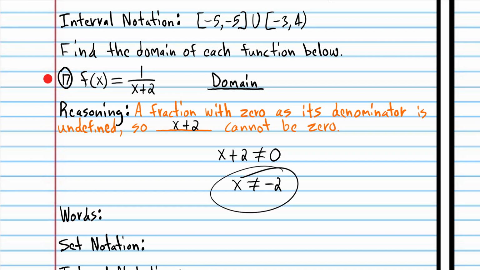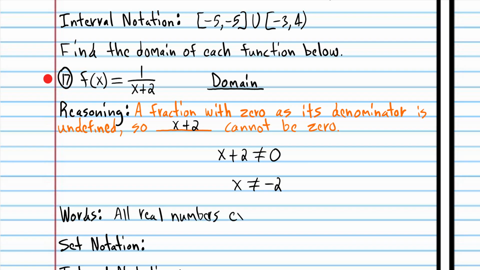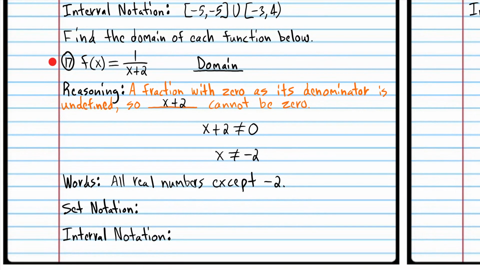And there we go. So you don't have to do this, but now we can say the domain of the function is all real numbers except -2. And in set notation, we say the set of all x values such that x is not equal to -2. This means that x can be any value other than -2.